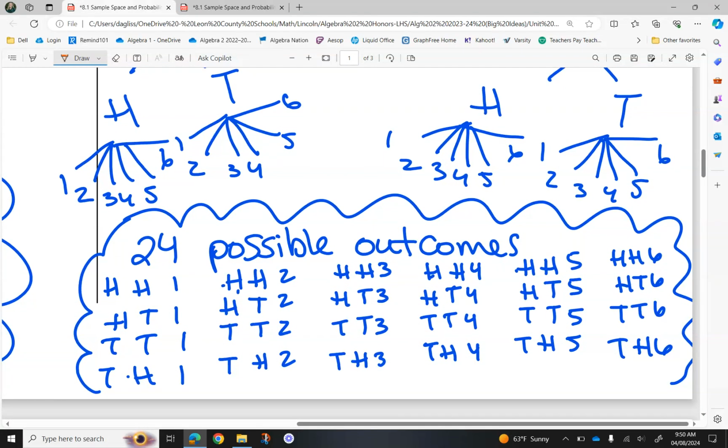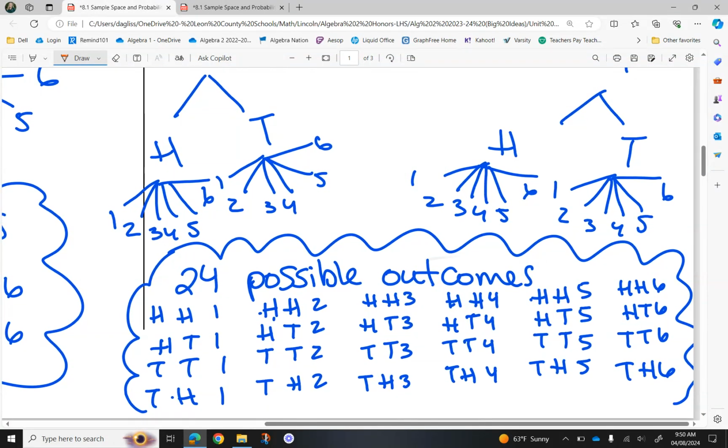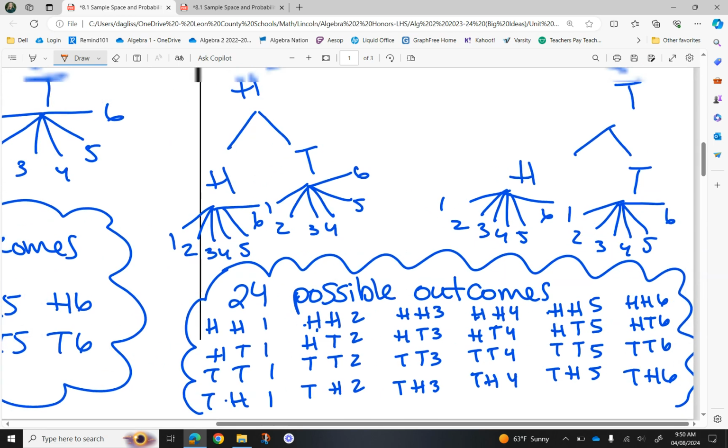That was a lot more. But this is what could happen. Okay? If it tells you to list the possible outcomes, that's what it wants to see. Am I going to make you do that every time? No. Today's an introduction day, so we need to understand exactly what that sample space is. 2 heads with 1, 2 heads with 2, 2 heads with 3, 2 heads with 4, 2 heads with 5, 2 heads and 6. And that just repeats.